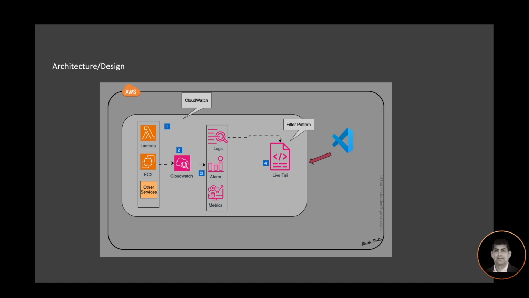Let's take a look at a standard design for CloudWatch log. We can have Lambda, EC2 or other services that can publish the logs in CloudWatch. CloudWatch logs can have a filter pattern and you can have a live tailing of that log. That is an existing feature. However, with this new announcement, we can actually use the live tail in the VS Code, and that is the new addition. So this live tail, we can specify a pattern or we can live tail the entire log in the VS Code IDE.